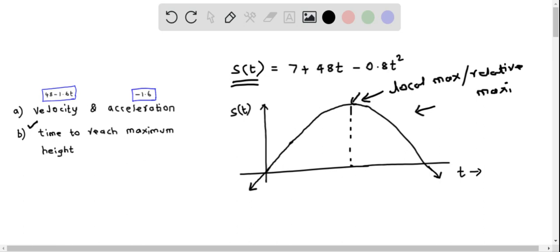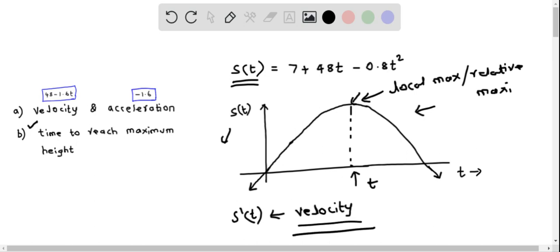So at a local or relative maximum, the derivative function will be 0. That is the derivative of this s of t, which is s prime of t, and this is nothing but the velocity function. So to determine the time it reaches the maximum height, we basically have to set the velocity equation equal to 0, because at the local maximum, the velocity is 0. So we consider the velocity function, which is 48 minus 1.6t. We set this equal to 0. So therefore we can solve for t from this equation.